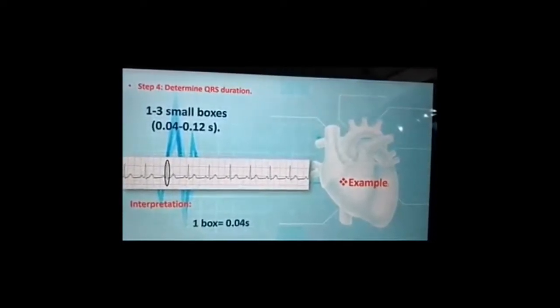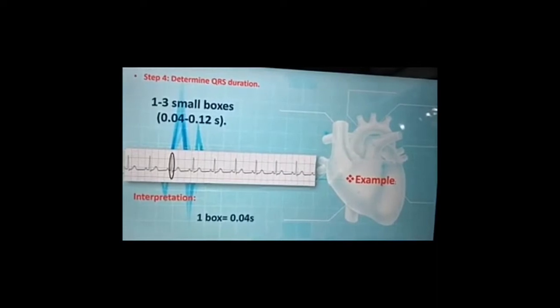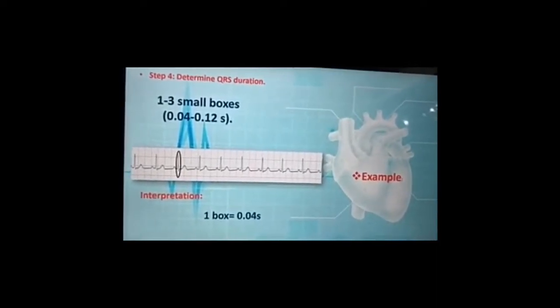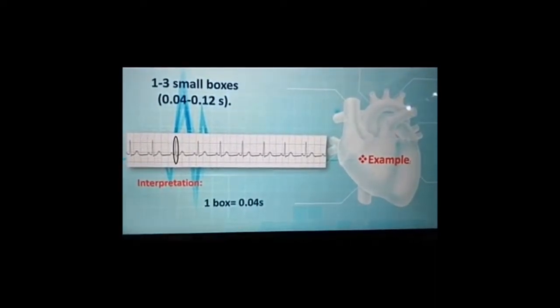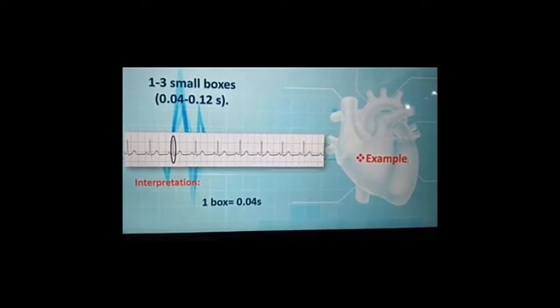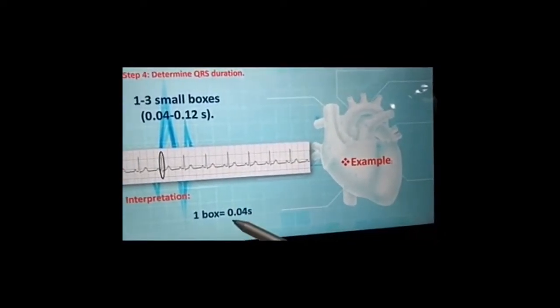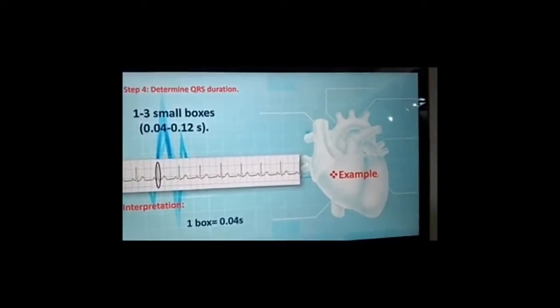Step number four is determine QRS duration. QRS duration should be from 1 to 3 small boxes, so 0.04 to 0.12 second. The example here, the interpretation is one box. The QRS duration is one box, so it equals 0.04 second. It's a normal QRS duration.